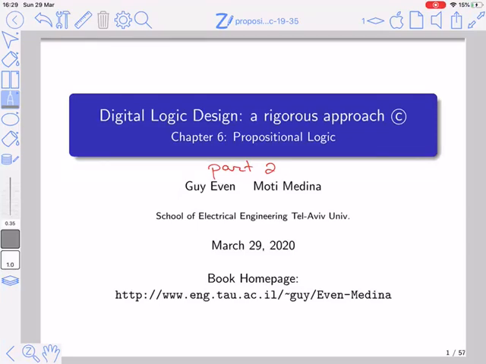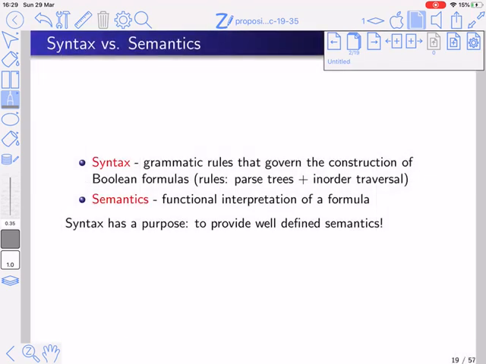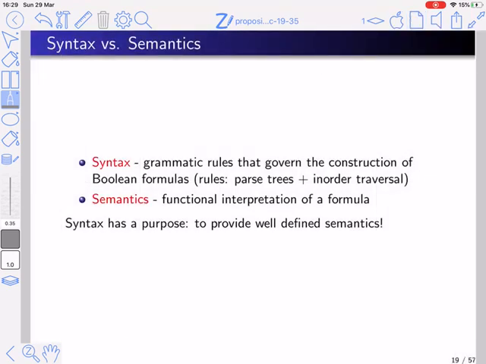Welcome to part 2 on propositional logic. What is the difference between syntax and semantics? What is syntax? What are semantics?